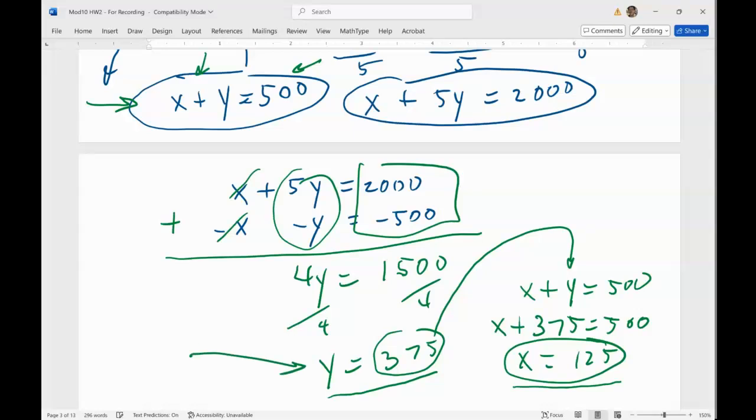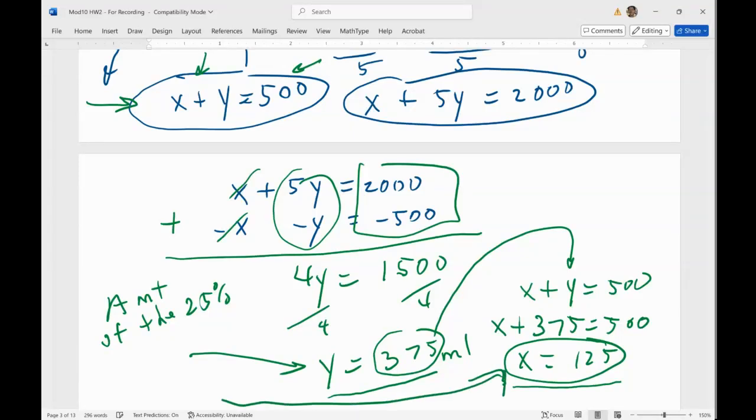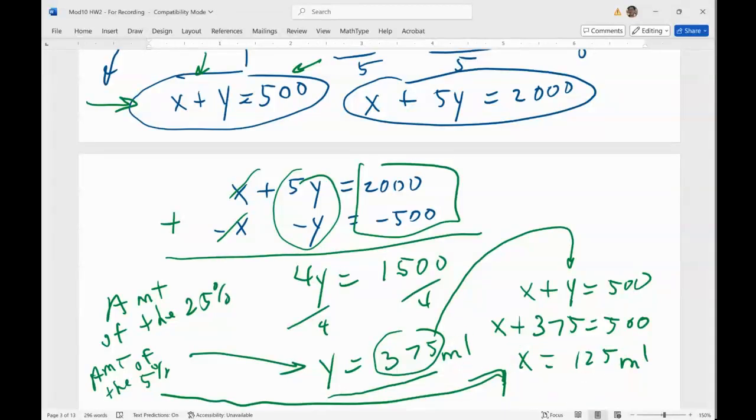Remember, y was the amount of the 25% solution. So we're going to use 375 milliliters. And remember, x was the amount of the 5% solution. And so we're going to use 125 milliliters of that. And those are your two answers.